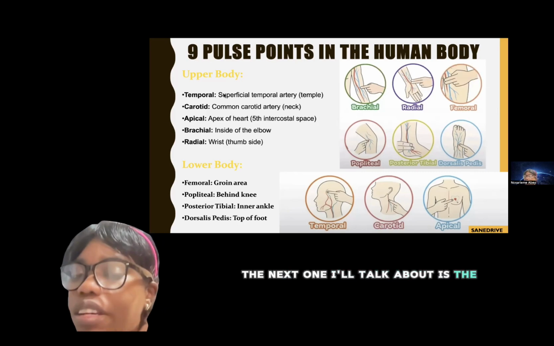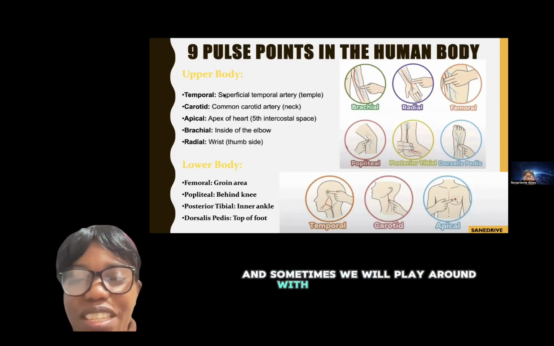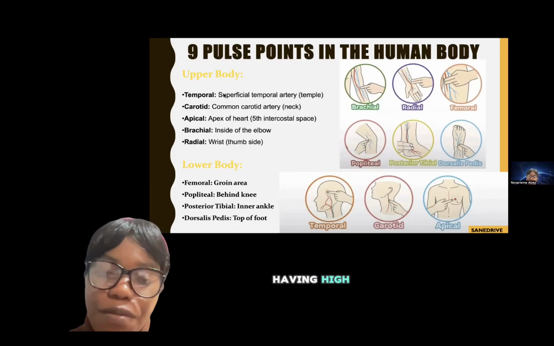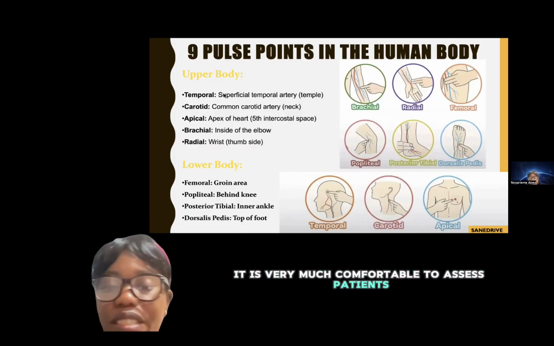The next one I'll talk about is the radial pulse. The radial pulse is around our wrist. It's usually the most common, and sometimes we even play around with it and take the pulse and know what's happening. Or maybe our babies or kids have a high fever. We tend to take that pulse to be sure what the status of the child is. It's very comfortable to assess patients, and it's most commonly used.